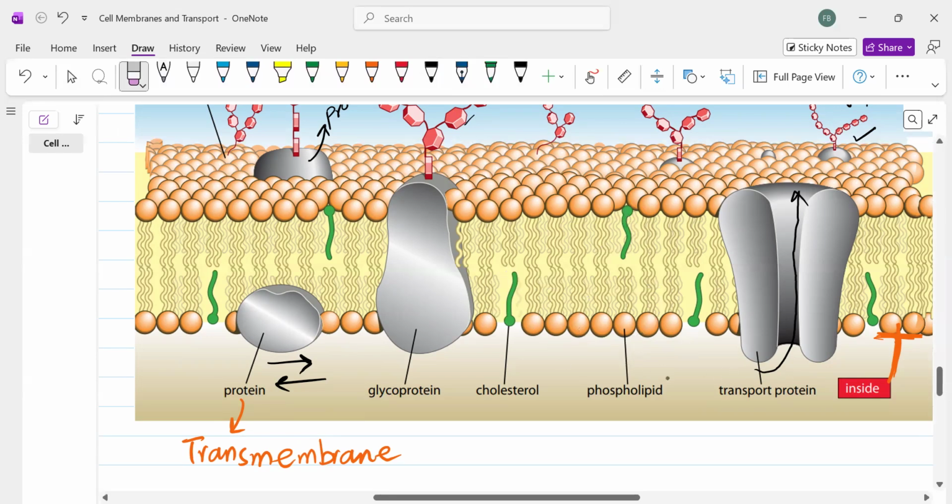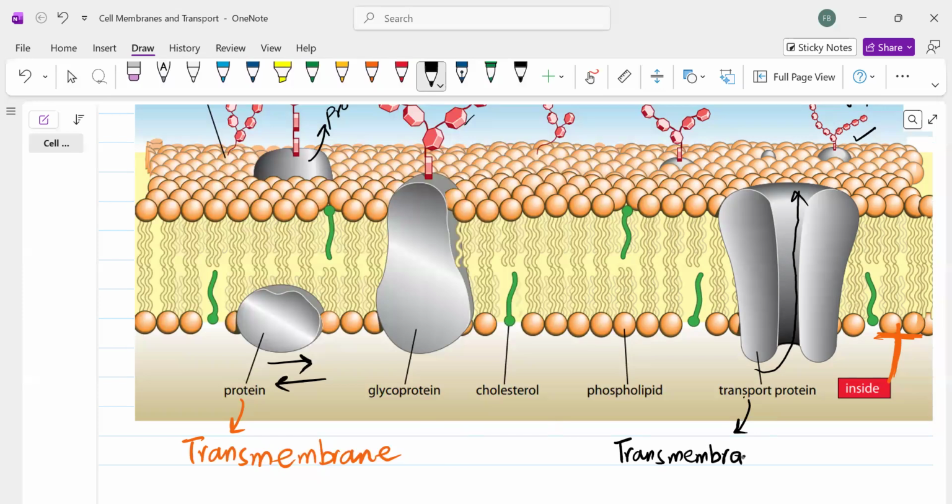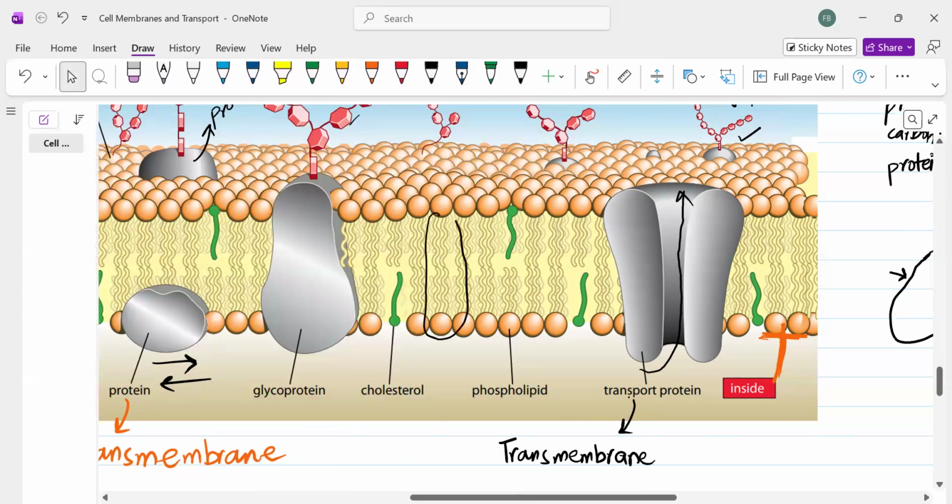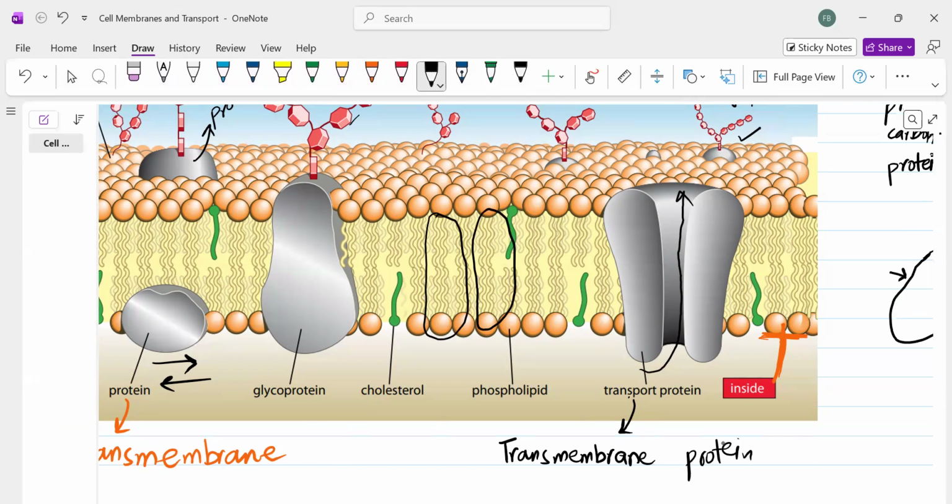One more thing: this is a glycoprotein and these are transport proteins. There are different types of proteins. Transport proteins are also an example of transmembrane protein because they can also move laterally. For example, it is over here at this position, and after some time it may be at this position, or at this position. So a transport protein is a transmembrane protein.